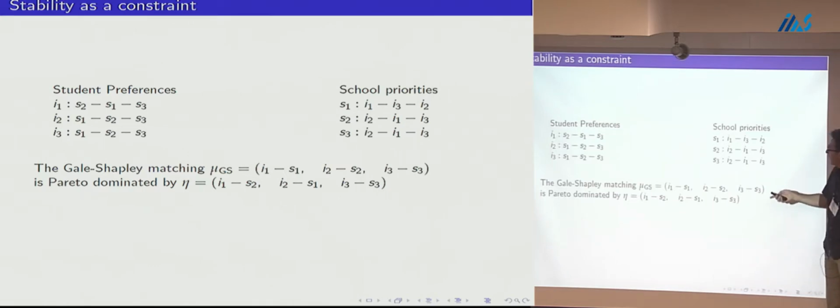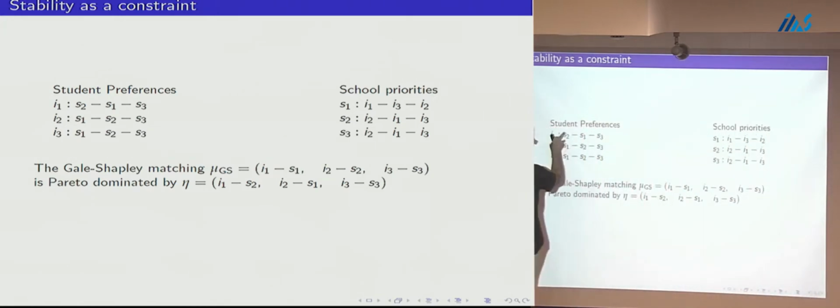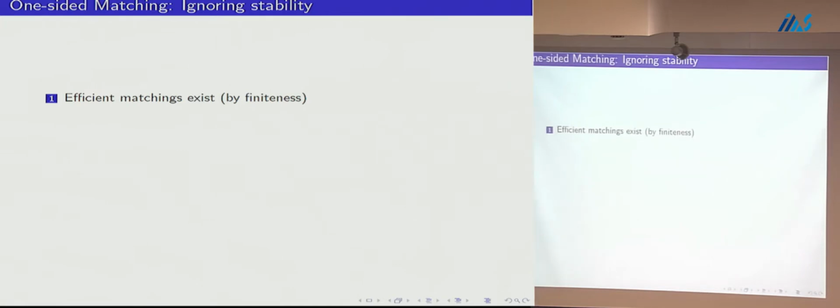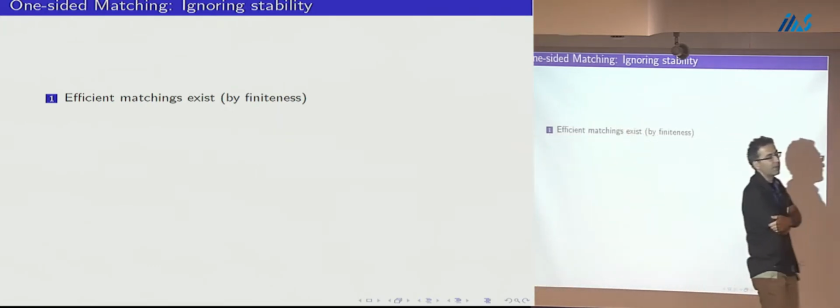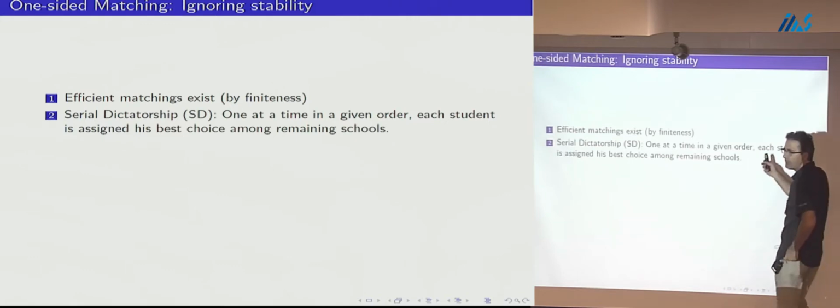Now, given that, the reason that those two cannot get their first choices under Gale-Shapley is because student 3 would be blocking student 2 at school 1. So, if we ignore stability, that's not what I am promoting, but if we want to ignore school priorities or school preferences, and if we want to optimize student welfare, do we have efficient matchings? The answer is yes. By finiteness, we are going to be able to find Pareto efficient matchings with respect to student preferences. And actually, there is a simple mechanism for that.